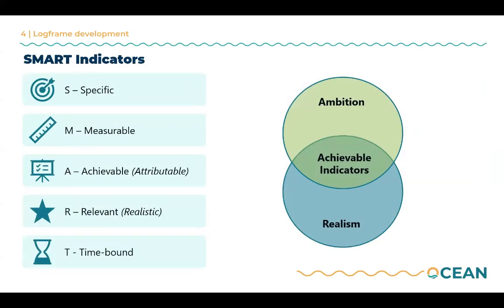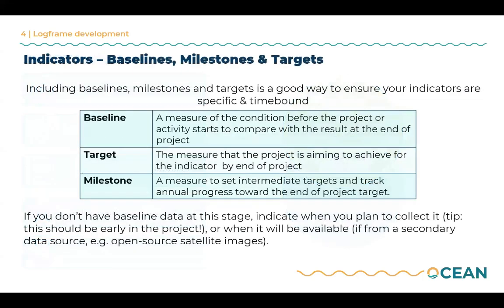And the best kinds of indicators are SMART, so they're specific, measurable, achievable, relevant, and time-bound. So try to make these indicators realistic. If you go too ambitious, it might be too difficult to measure. But also make sure that they are ambitious enough to attract the funding and attention of the expert committee. And for baselines, milestones, and targets, this is a really good way to make the targets specific and time-bound, so the S and T of SMART.